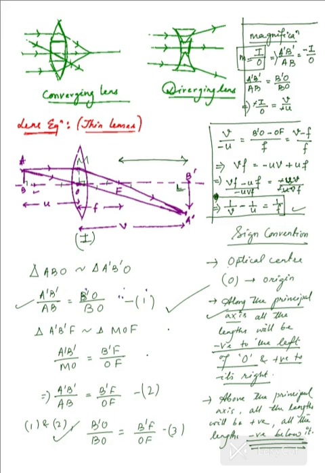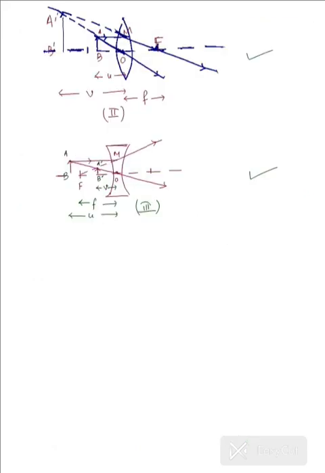Now I over O, as per the definition, is the magnification. So the magnification is going to be equal to V over U. Instead of minus V over U, which you had obtained for the mirror, this will be equal to V over U. So that's the case of the thin lens formula.